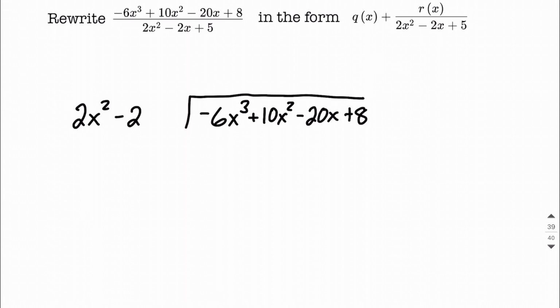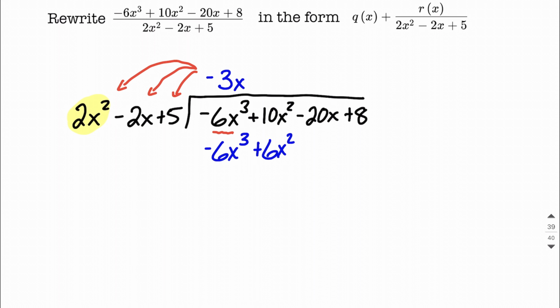Next, whatever we just put in our quotient, that negative 3x, needs to get distributed to each one of the terms out here in the divisor. So negative 3x multiplied by 2x squared gives negative 6x cubed. We write that to be the exact same. Then negative 3x times negative 2x is going to be positive 6x squared. And finally, negative 3x times positive 5 makes negative 15x.